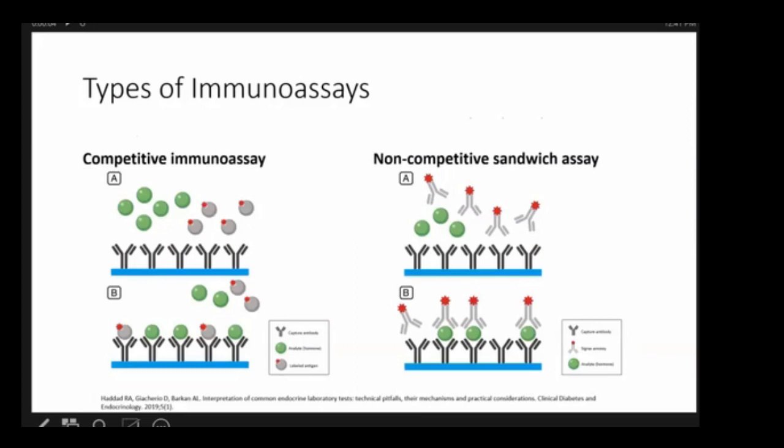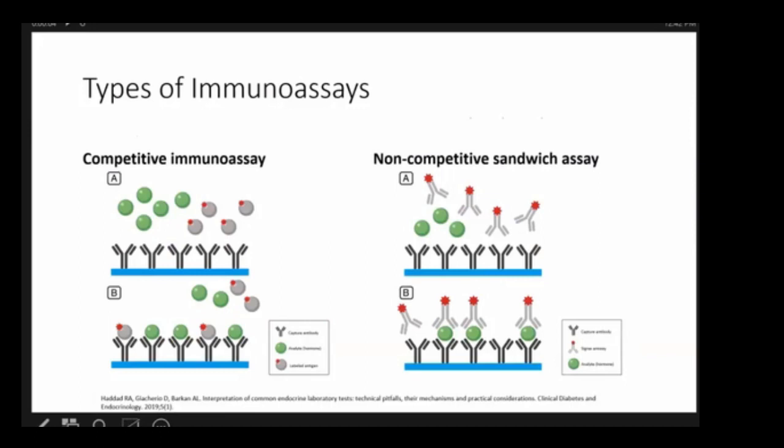So the hormone will bind to the capture antibody on one end and the signal antibody on the other end. So it forms basically a sandwich between antibody, hormone, antibody. The unbound signal antibodies are washed away and the signal from the sandwiches is measured. So the higher concentration of the hormone, which is in green on your slide, the more sandwiches there will be. So the higher the signal, the higher the amount of hormone. It's a little bit easier to interpret. The stronger the signal, the more of the hormone is present in the sample, and vice versa.